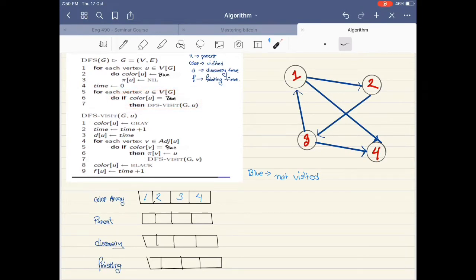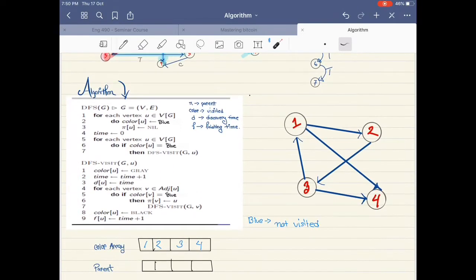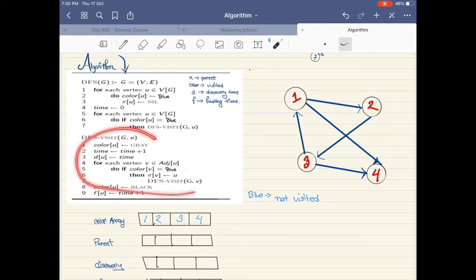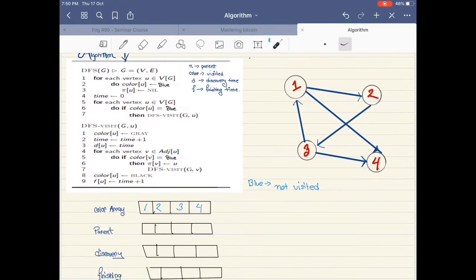So for each vertex, we're going to check the whole thing. Let's say we start with 1. Is the color of 1 blue? Yes, it is blue. So we pass 1 here, and this goes back to this function. In recursion we remember that one function calls another one, which calls another one. So when we are done with this one, we go back here, we go back here, and so on, right? So we have to keep track of who calls whom. So we go here and make the color of 1 gray.